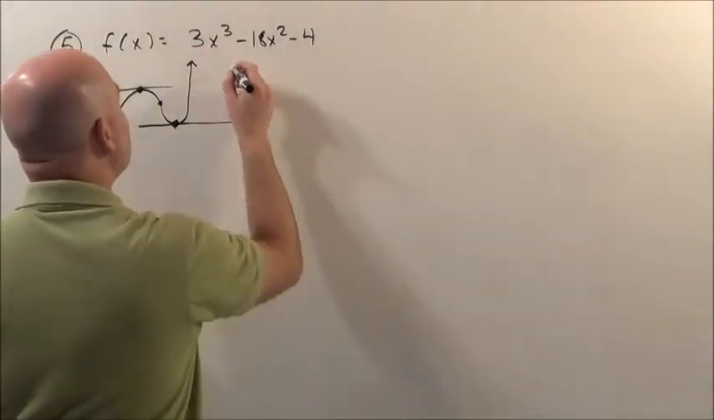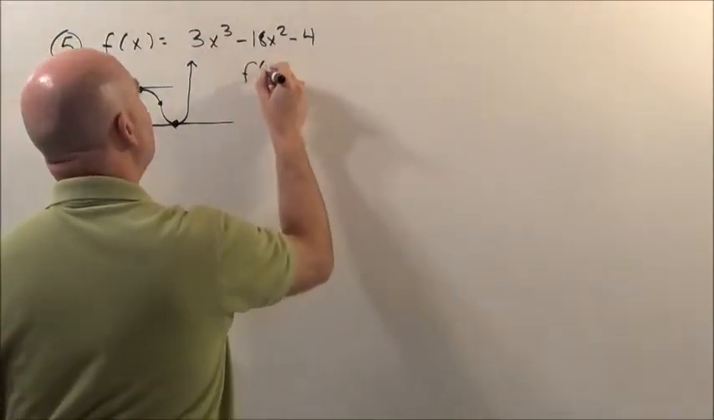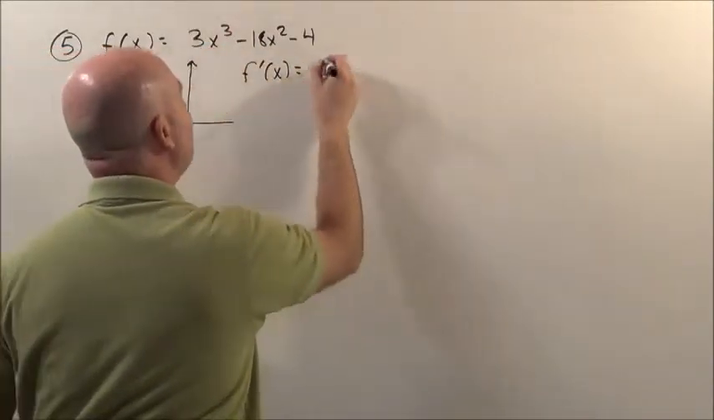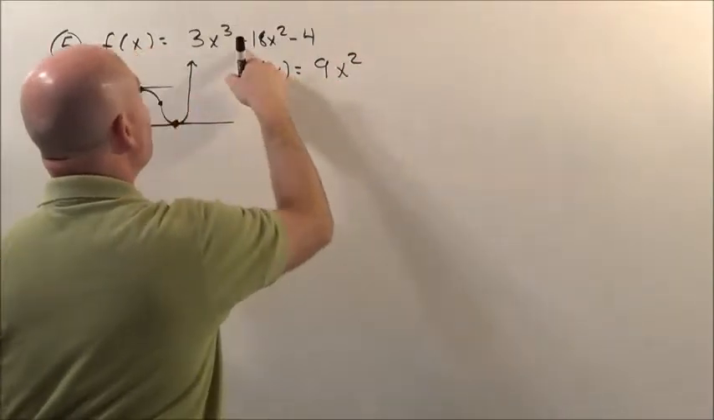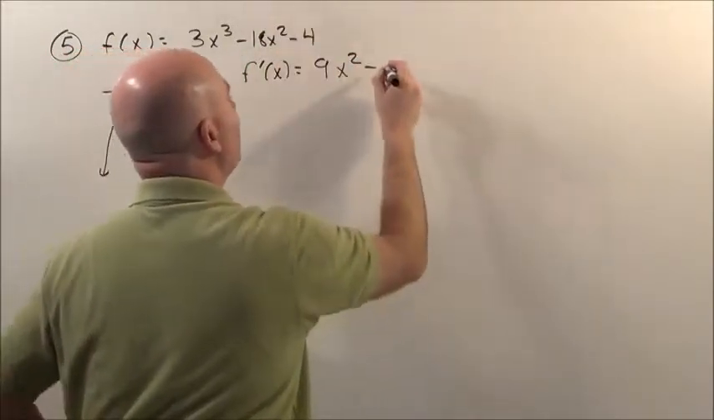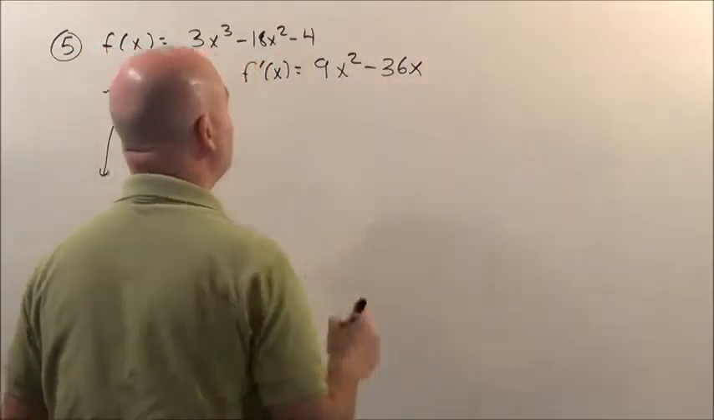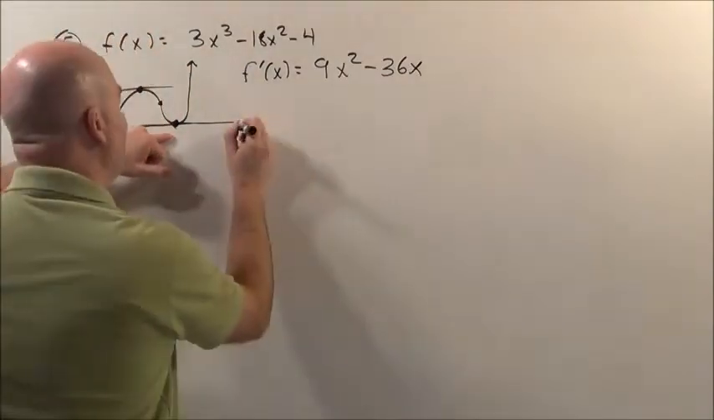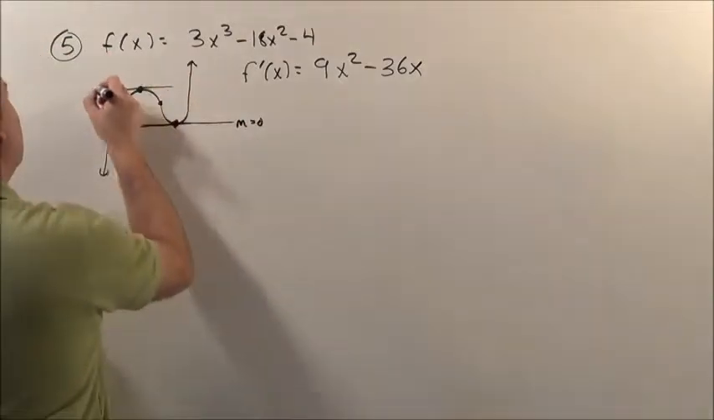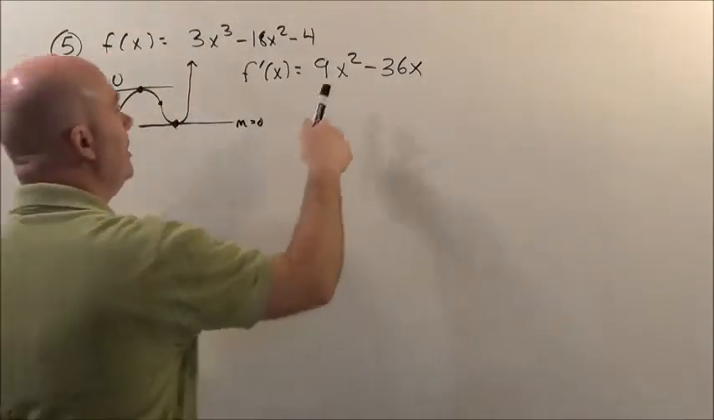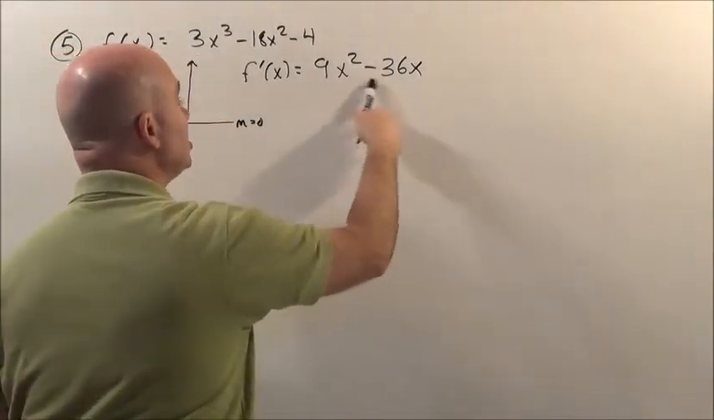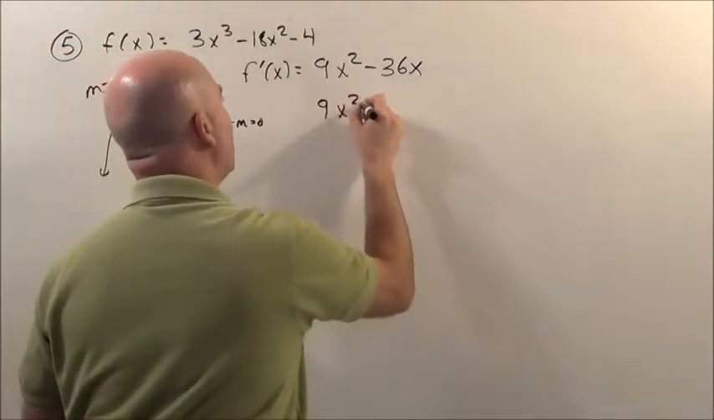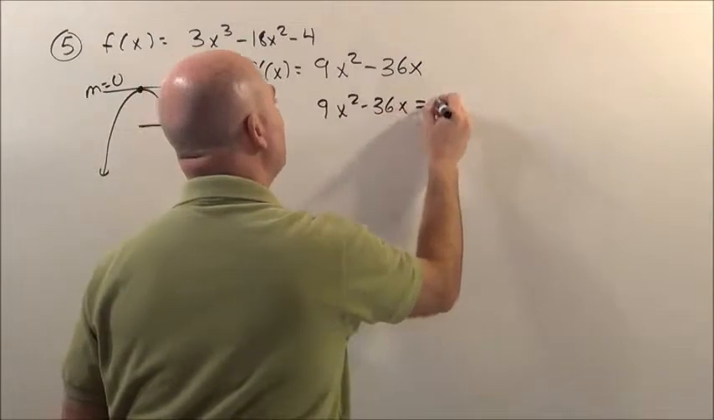So let's do that. Let's take the derivative of this. The derivative, bring your 3 down, 3 times 3 is 9x squared, minus 2 comes down, 36x. Now we want to set this equal to 0 because this guy right here has a slope of 0, and right here is a slope of 0. So this describes the slope at any point. Well, let's set it equal to 0. So I have 9x squared minus 36x set equal to 0.